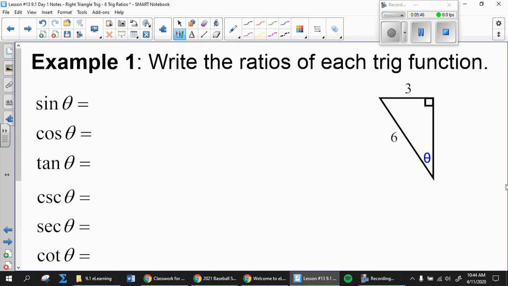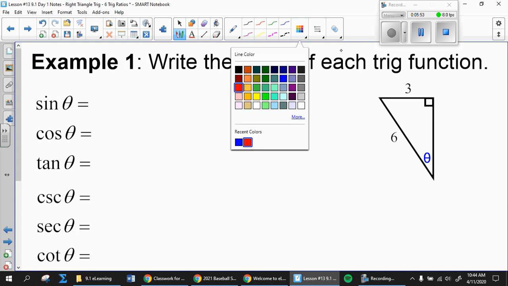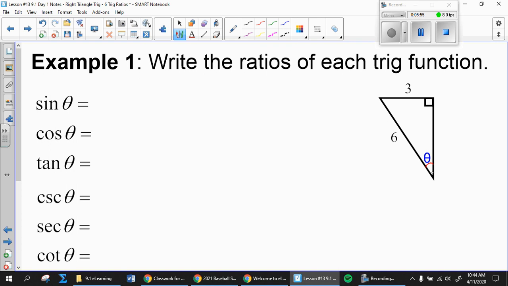All right, so let's look at our first example here. First thing that we need to do is look at our triangle and label our sides. So here's our theta. Here's the angle that we're using. Now, remember, I always start with the hypotenuse, so I don't get that confused. So here's my right angle. Opposite of my right angle is my hypotenuse. Then across from my angle here, this is my opposite, and then this is going to be my adjacent. Now, the problem with this picture here is we're missing a side.